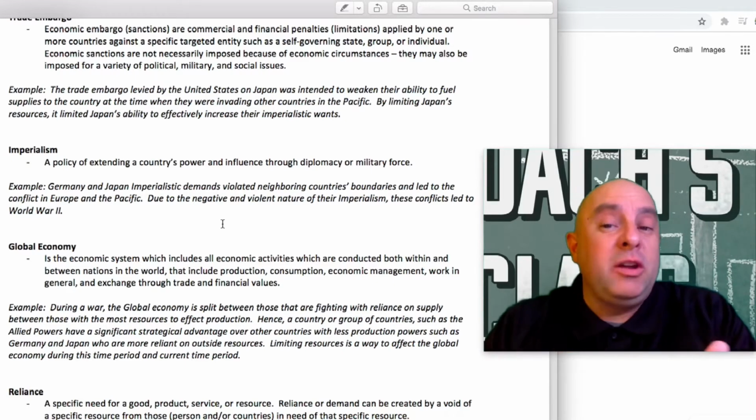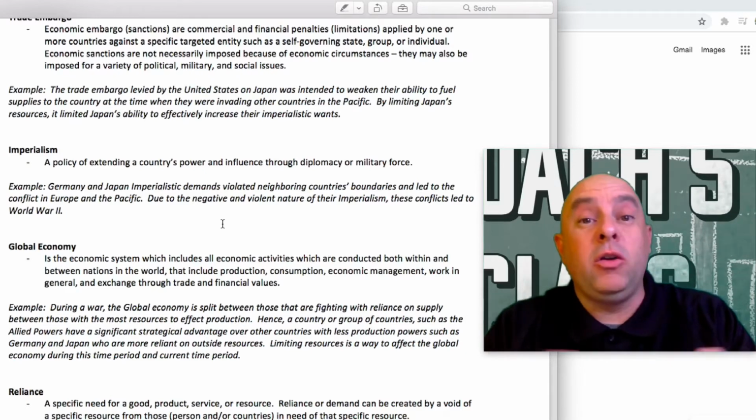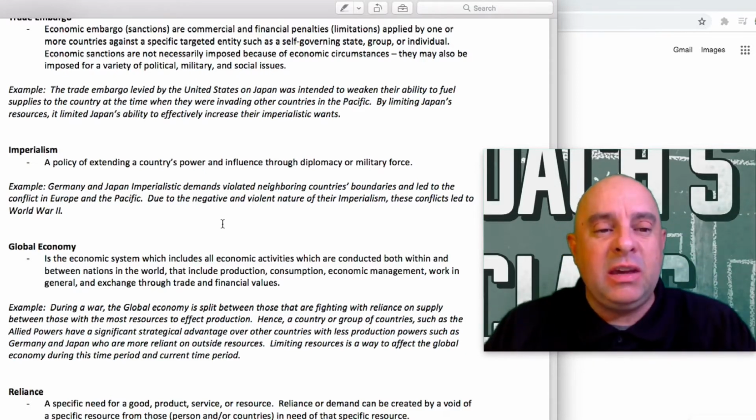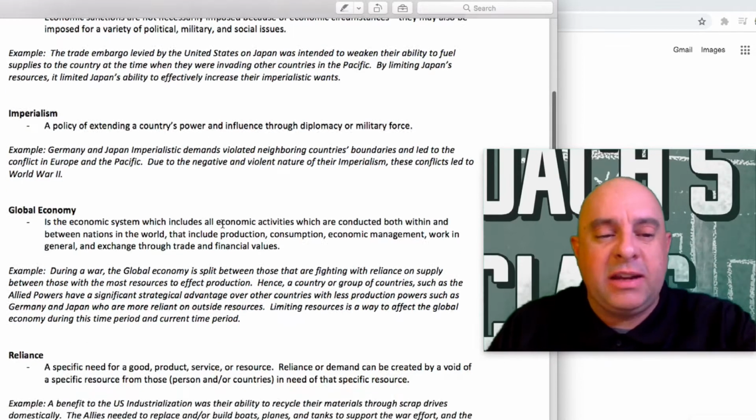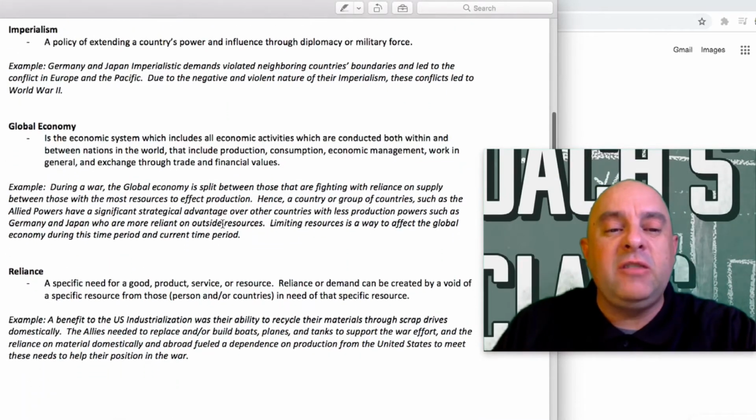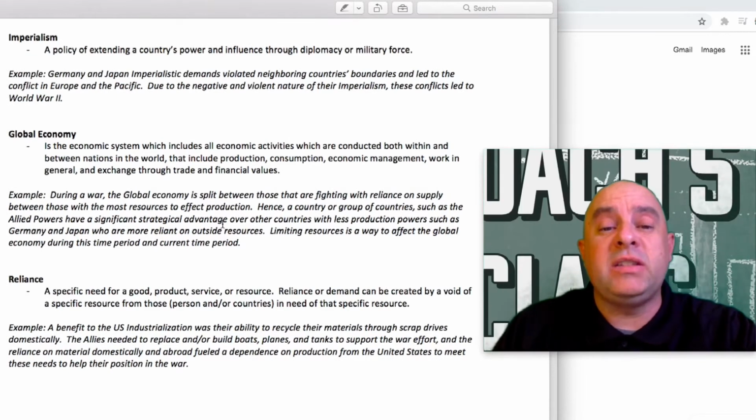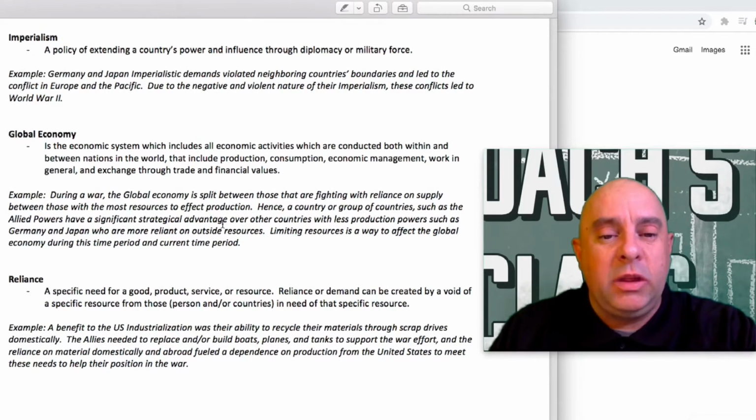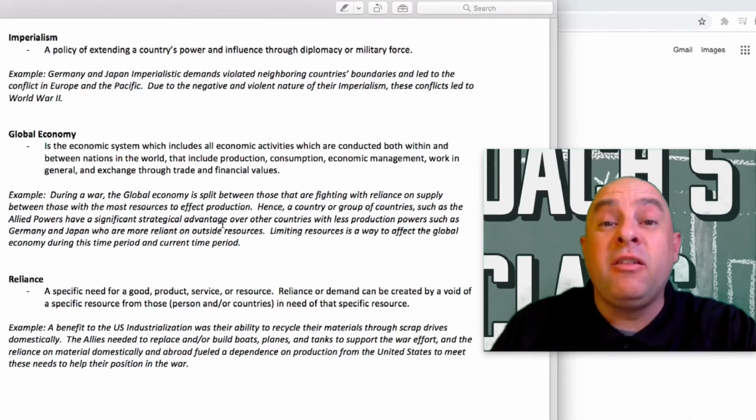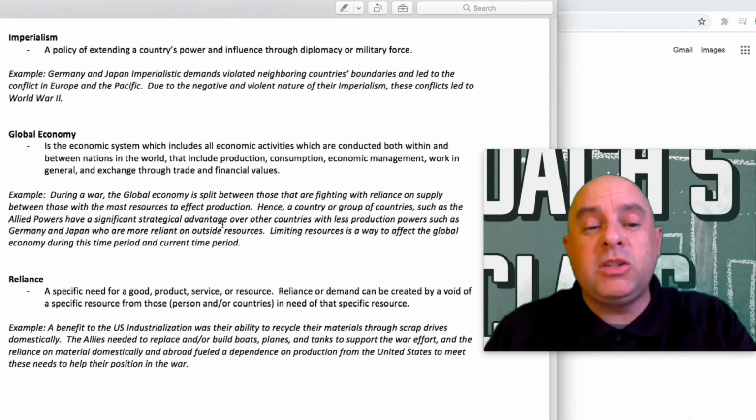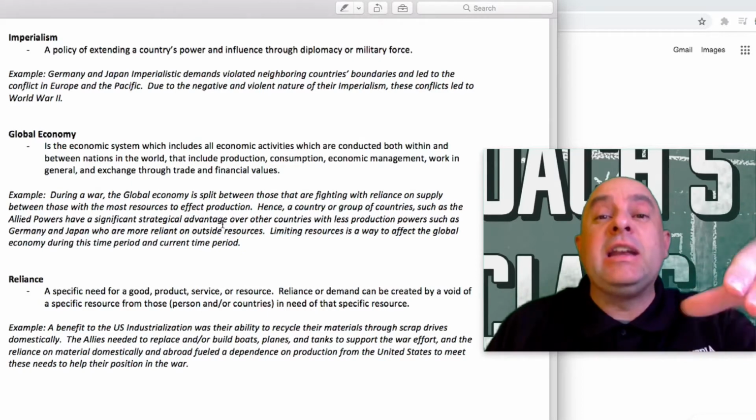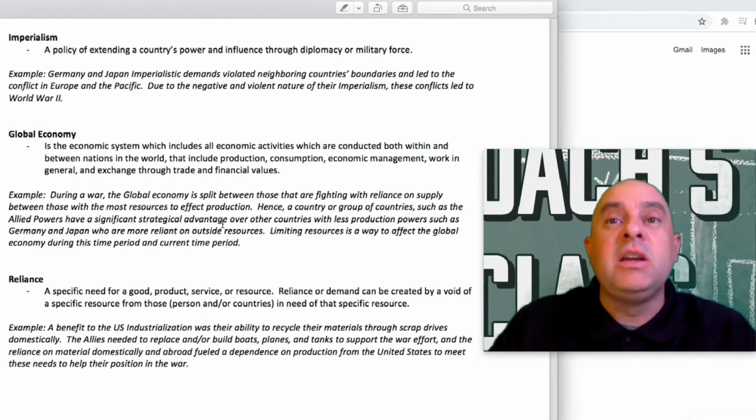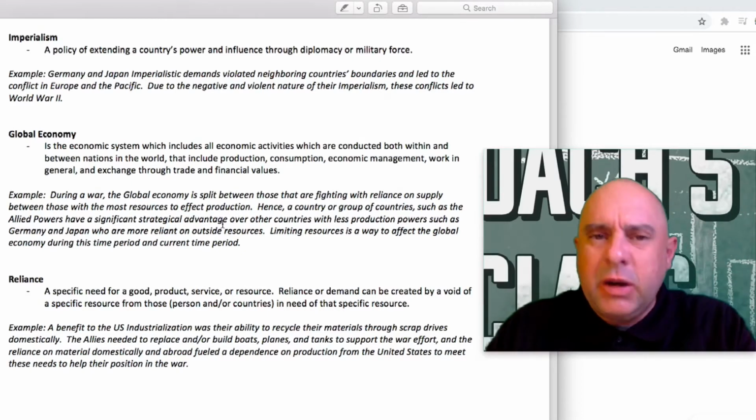So when you can't produce and you rely on another country or another source to give you the things, that's when you're going to have this thing called reliance, which is our next one, okay? A specific need for a good, product, service, or resource. And reliance or demand can be created by a void of a specific resource from those like yourself, a person, a country in need of that specific resource. Like if you don't have it, you're relying on somebody else to get it. It's pretty self-explanatory, but I wanted to have it there for you.